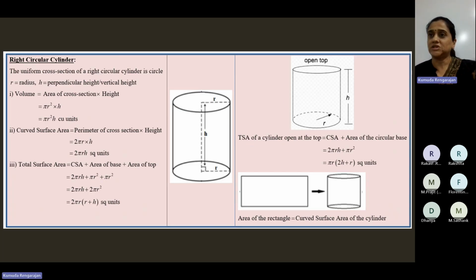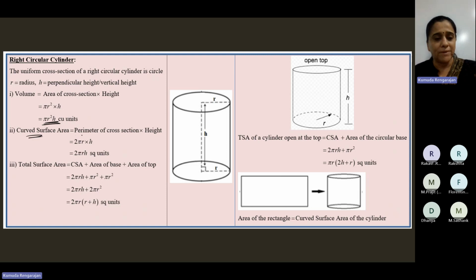Cylinder, cross section, circle. Volume is the area of the cross section into height. For a cylinder, the cross section is a circle. The area of the circle is pi r square. Area into height, pi r square into h. Pi r square h is the formula to find the volume of a cylinder.